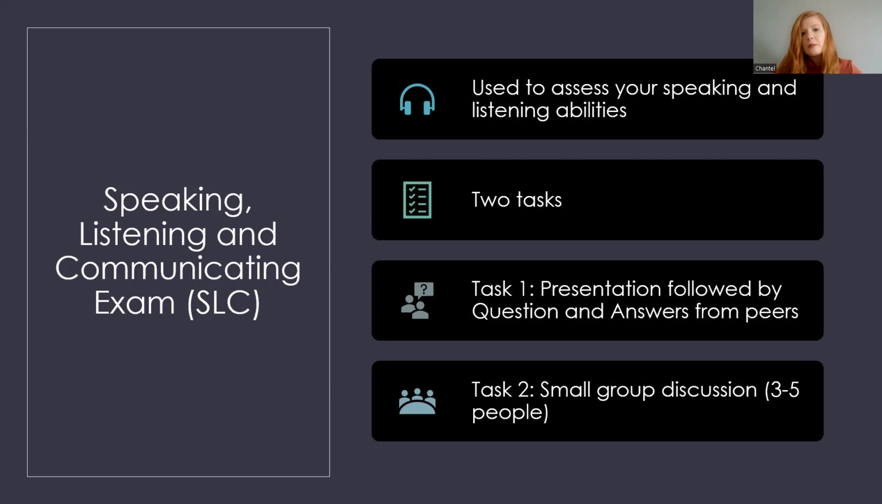Now, you will be in small groups. For example, you might be in a group of 3 to 4 people during your whole speaking, listening and communicating exam, and you will each perform your presentation to each other and then ask each other a few questions, and then you will take part in a discussion within the same group.